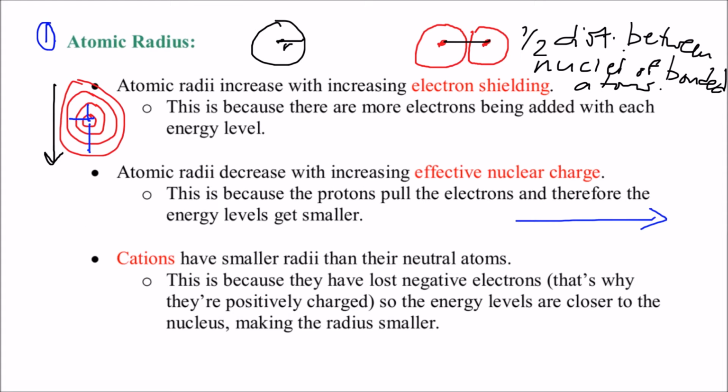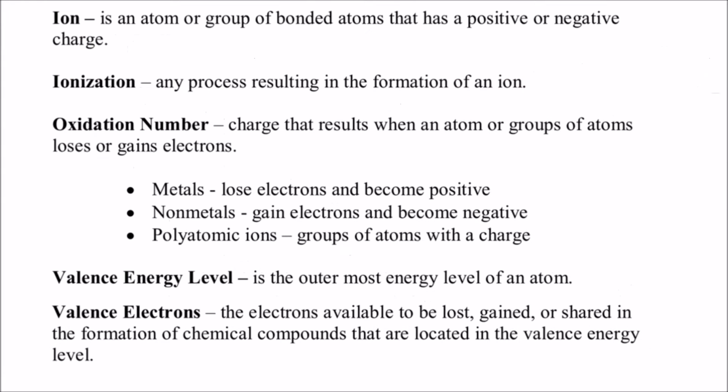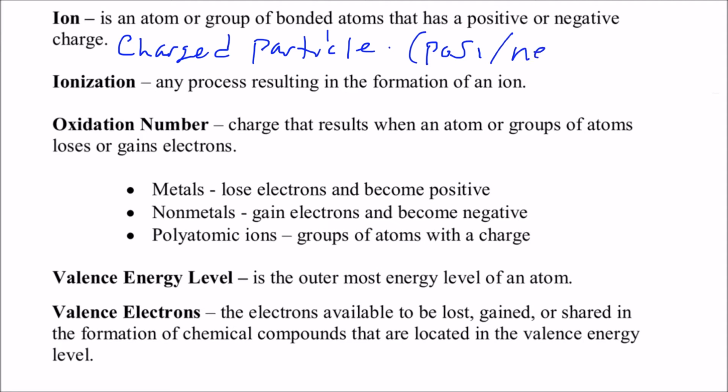Okay, let's talk about cations and anions. I don't think that we've mentioned these so far in the course, so I'm going to quickly talk about those. Here's a bit of vocabulary to kind of help introduce that idea. An ion is an atom or a group of bonded atoms that have a positive or negative charge. So for us, anytime that I talk about ions, our definition is going to be that it is a charged particle. Okay, and that means that it can be positive or negative.